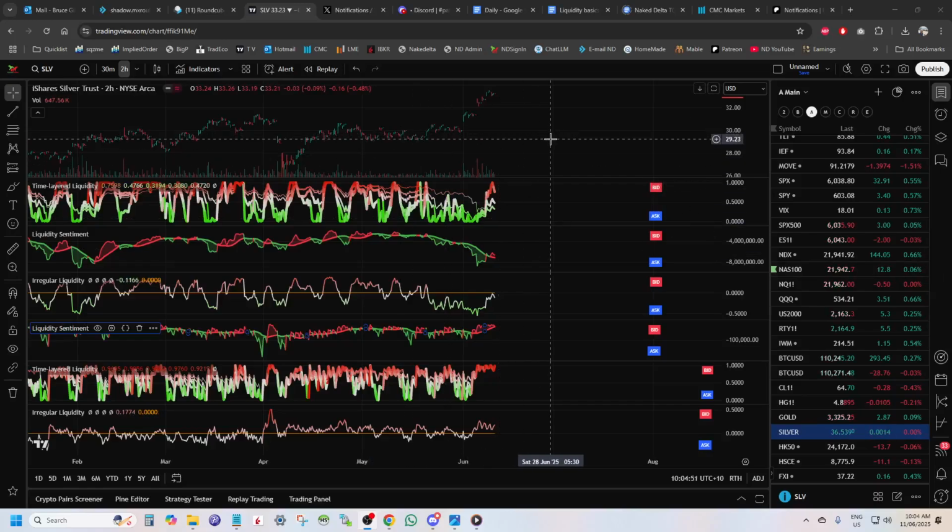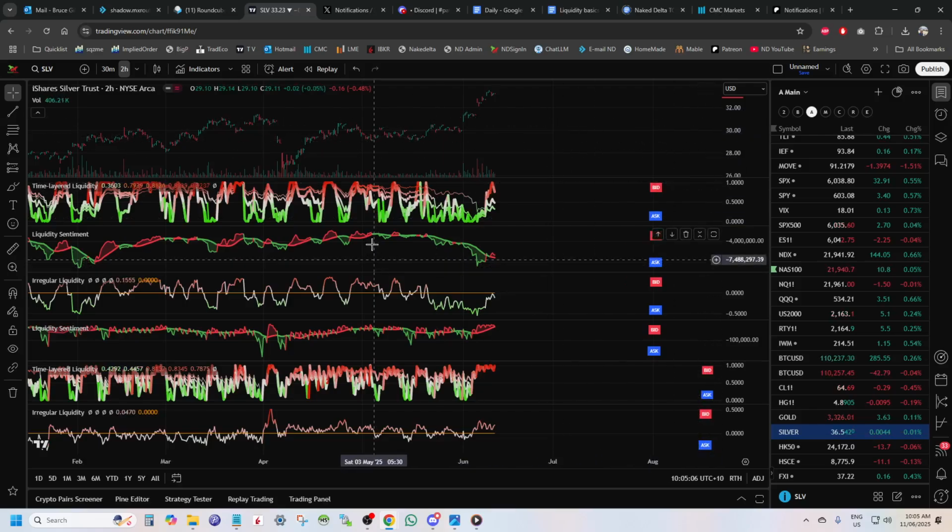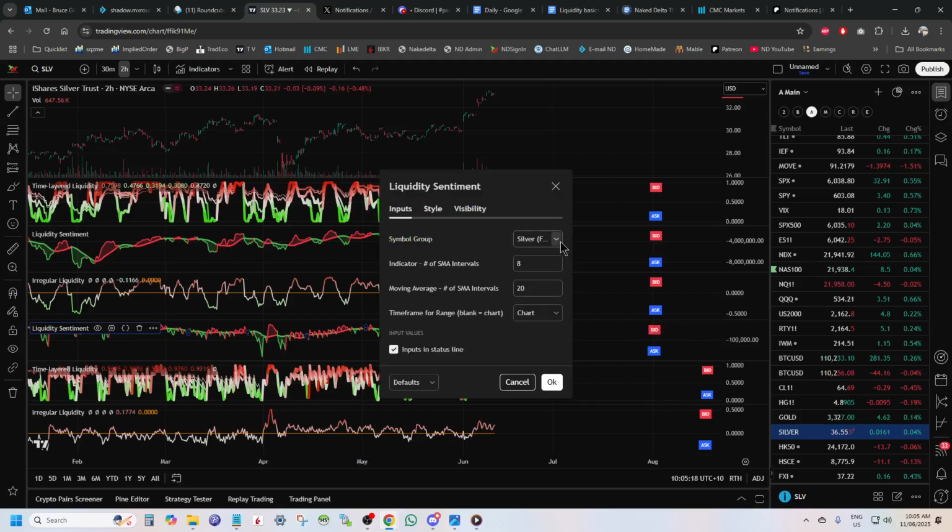Hi, just an update on some extra features that we've added, or groups that we've added into the liquidity features. Here I've got iShares Silver Trust, the biggest ETF traded on the New York Stock Exchange, and at the moment it's showing its liquidity compared to, down below, the liquidity of the new silver futures.